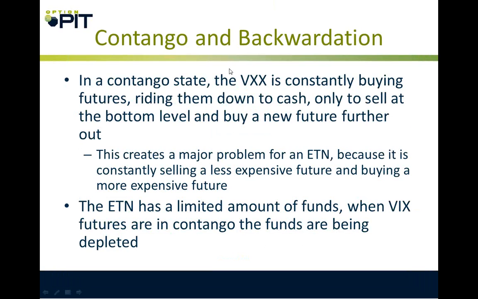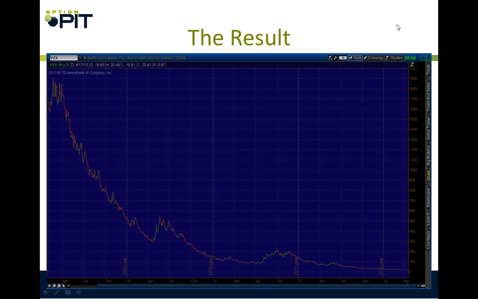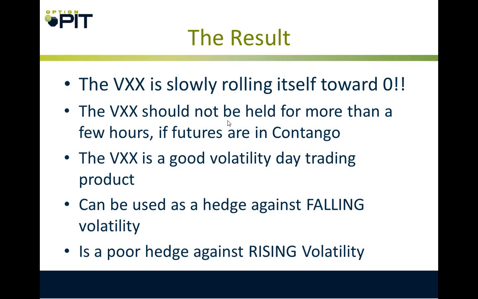And this is, so if you ran a business that bought the product for $16.10 and sold it at $15.50, how would your company do? Well, and this is actually pre another split. I have to update that chart. So the VXX is rolling itself towards zero and should not be held for more than a few hours if futures are in contango.